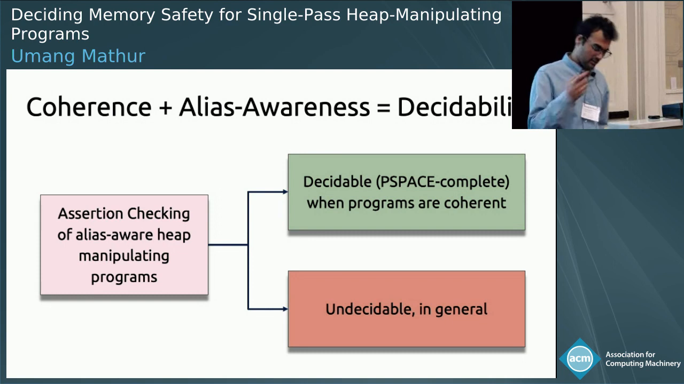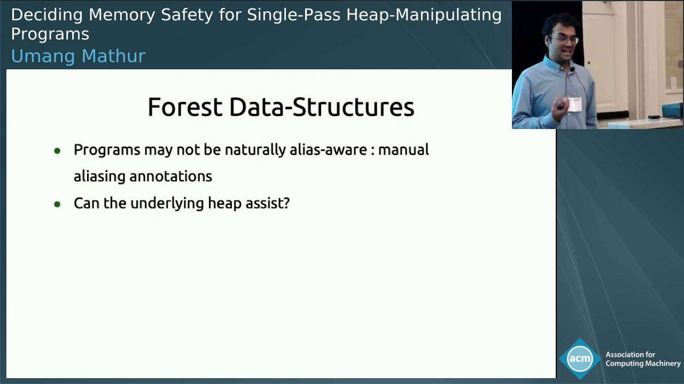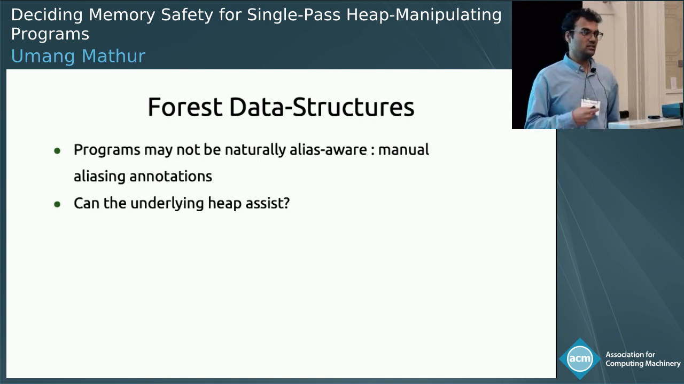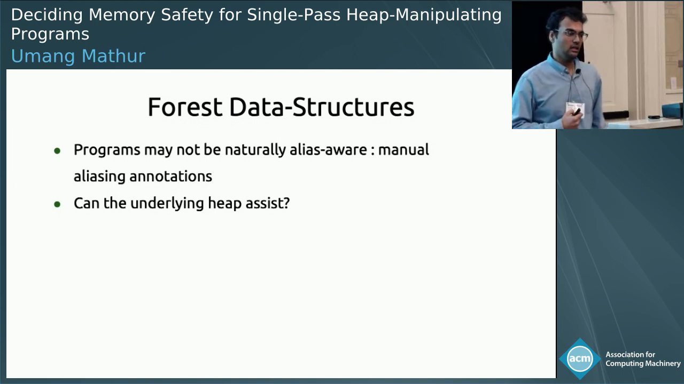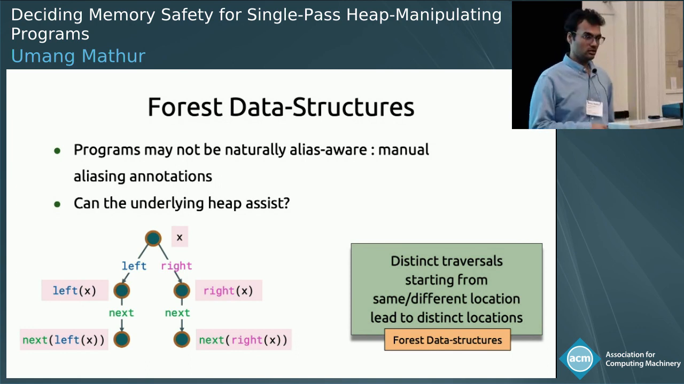So with this, let's move to the next part of the talk, which is the following. Most programs will not give you this aliasing information for free. You might have to manually annotate these programs. So it is natural to ask if we can consider some other restriction that gives you this information for free. Indeed, that's the case. If you restrict the class of heaps that we are working on. So this is one such class called forest data structures.